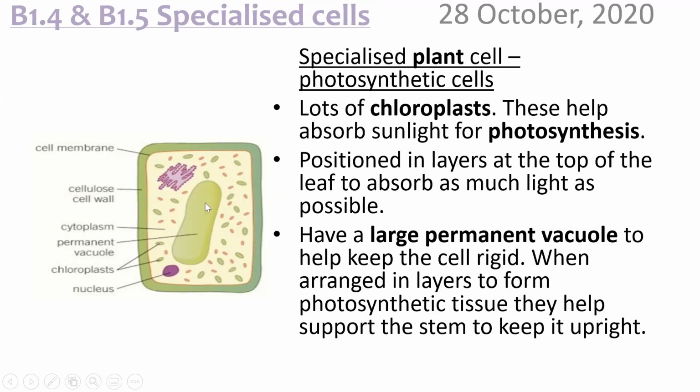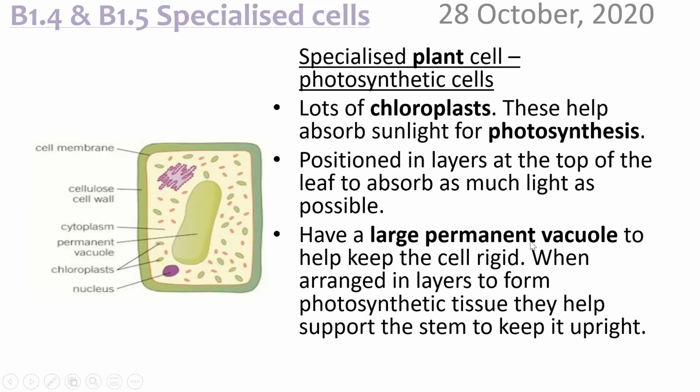So, lots of chloroplasts. Little green things, chloroplasts. These help absorb sunlight for photosynthesis. So photosynthesis actually occurs in the chloroplasts. They are positioned in layers at the top of the leaf, so they're like little brick walls. They've got layers and layers and layers at the top of the leaf to absorb as much light as possible. That's at the top of the leaf. There wouldn't be more found at the top than the bottom, if you think about the light.